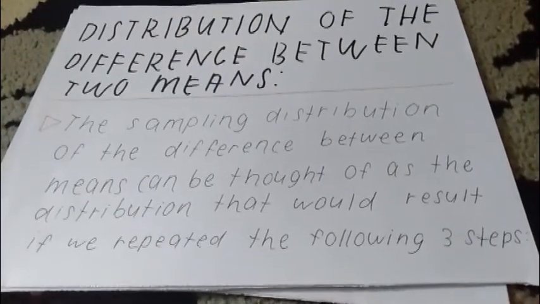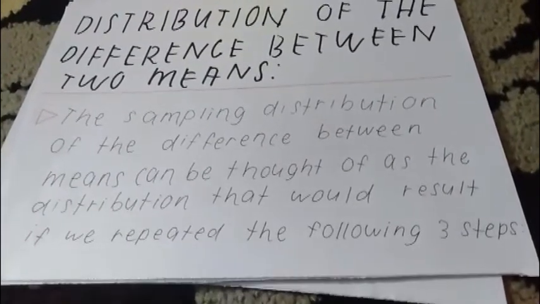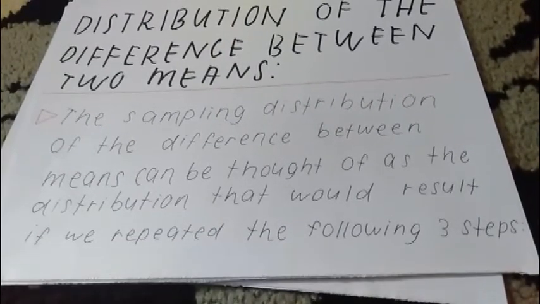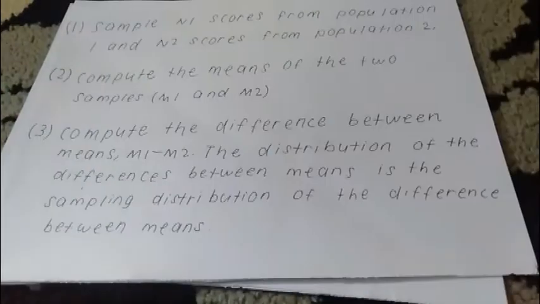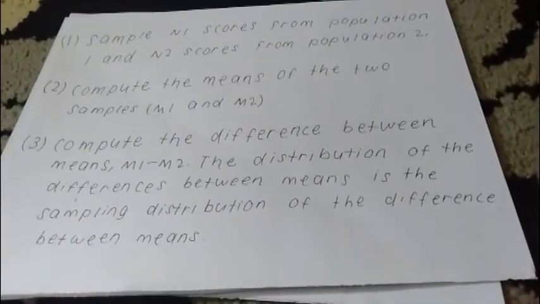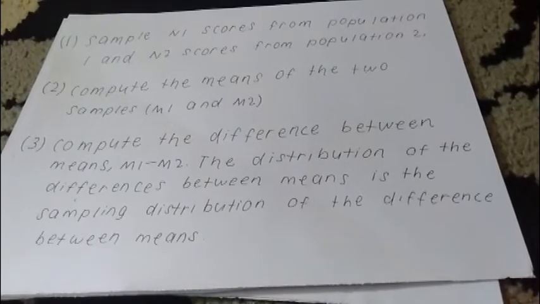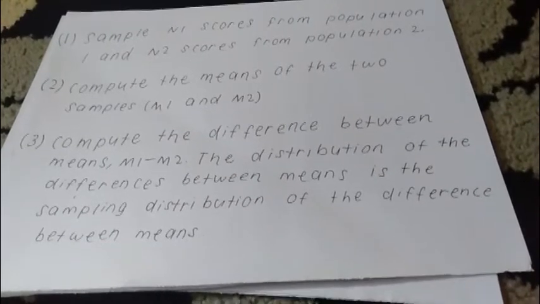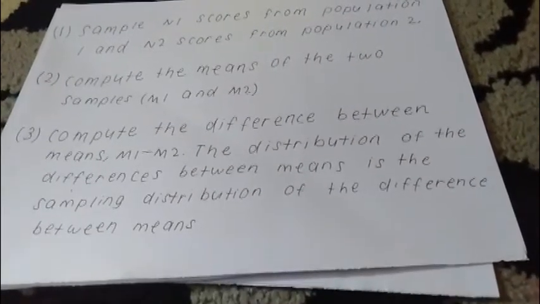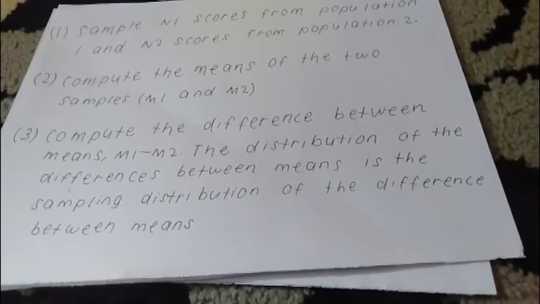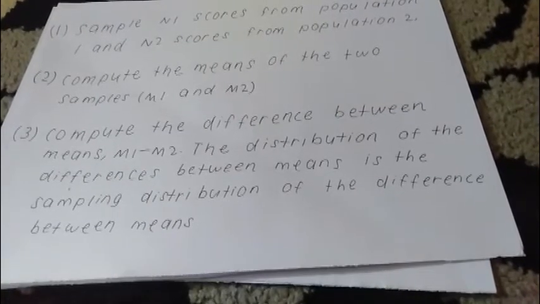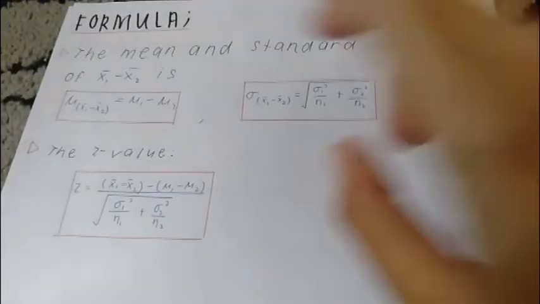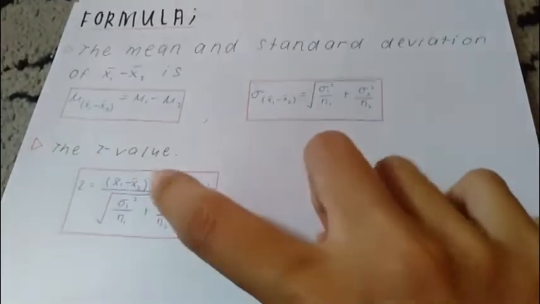Next, we look at the distribution of the difference between two means. The sampling distribution of the difference between means can be thought of as the distribution that would result if we repeated the following 3 steps. First, sample n1 scores from population 1 and n2 scores from population 2. Compute the means of the two samples, mean 1 and mean 2. Compute the difference between means, mean 1 minus mean 2. The distribution of the differences between means is the sampling distribution of the difference between means. This is the formula: the mean, the standard deviation, and the z value.